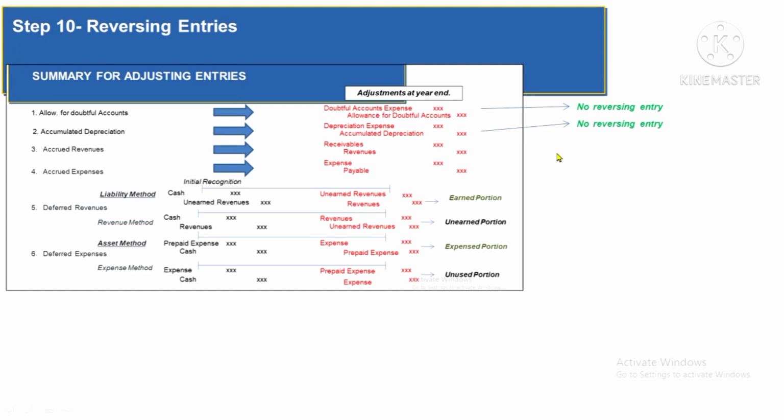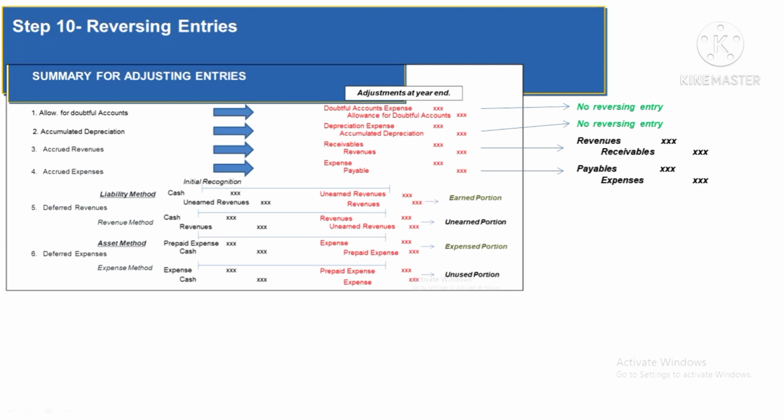However, if we're talking about accruals, both the accrued expense and the accrued revenues must be reversed. But how do we do that? Let's just debit what was credited in here and credit what was debited in here. So it looks like this one. Sir, how about the deferrals?